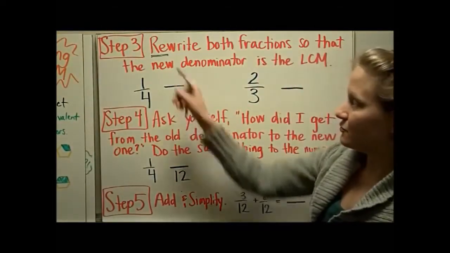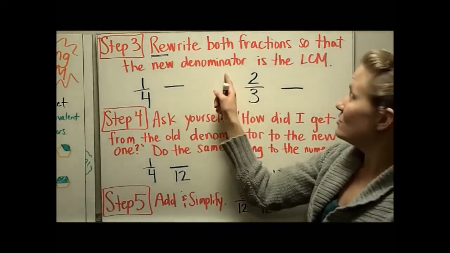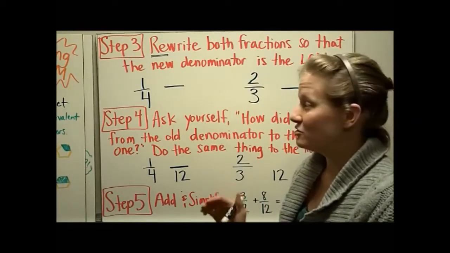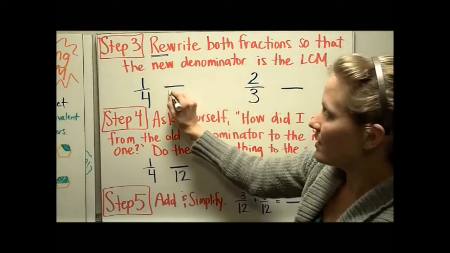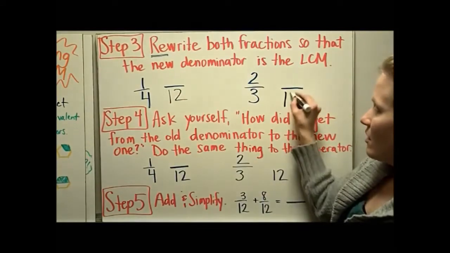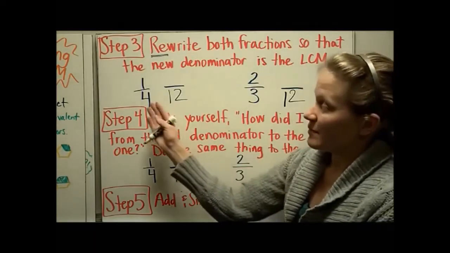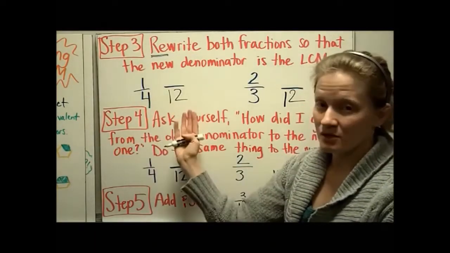Step 3 is to rewrite both fractions so that the new denominator is the LCM that you just figured out. So we're going to make new fractions right beside it, with 12 being the denominator on both of them. Remember, anytime you are renaming a fraction, you are using the identity property. You are multiplying by a form of 1, which means that the bottom number will change as well as the top number, but they will change at the same rate, which means they'll be equivalent fractions. This is like making an exchange going from fourths to twelfths.